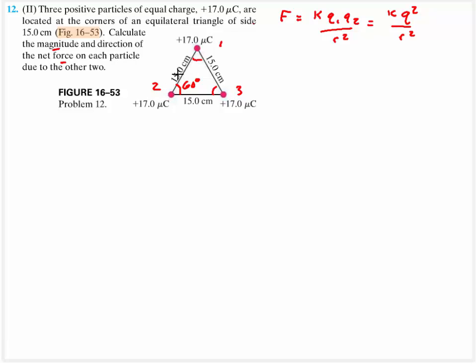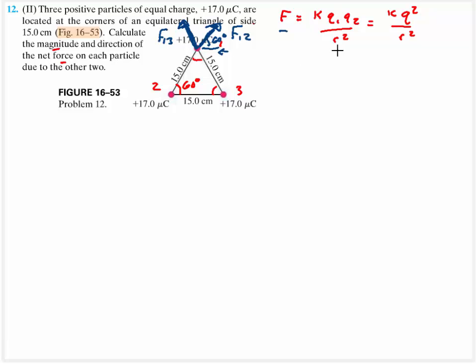Now we know that these charges are all positive, and so the force is going to be repulsive. And let's just take a look at particle number 1 for a second. It's going to feel a repulsive force due to 2 in that direction right there, and we know that this angle is also going to be 60 degrees. Look at 1 and 3, they're both positive, so it's going to be a repulsive force in that direction. Force on 1 due to 3.